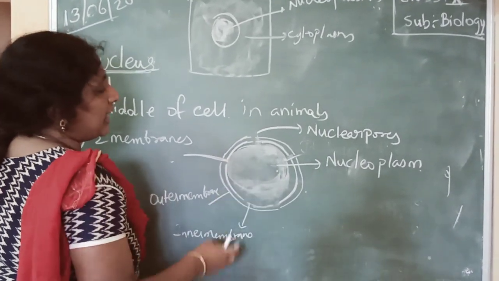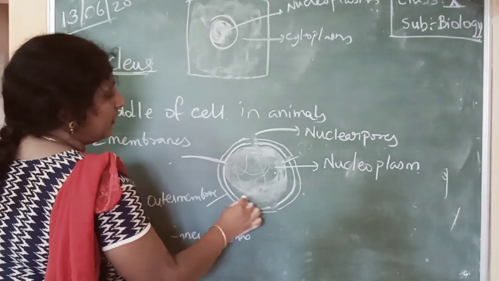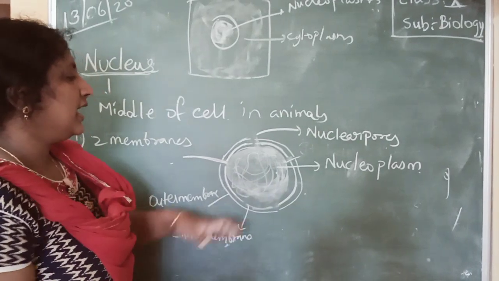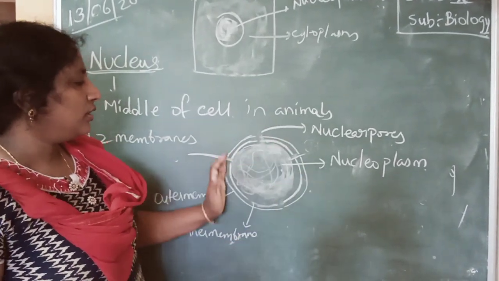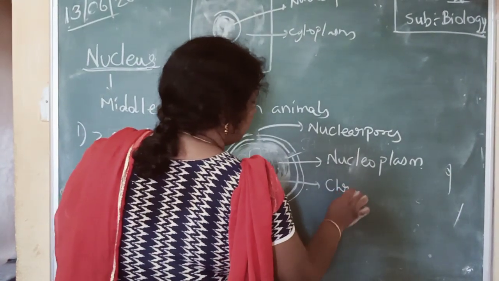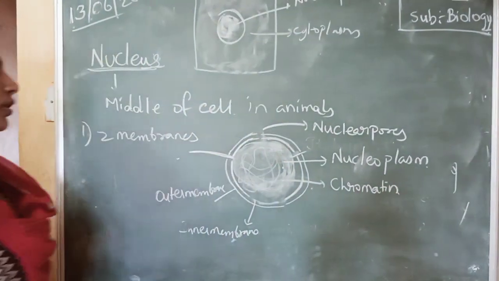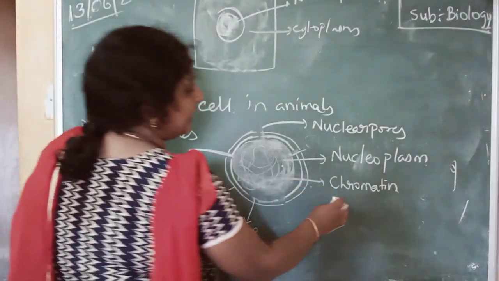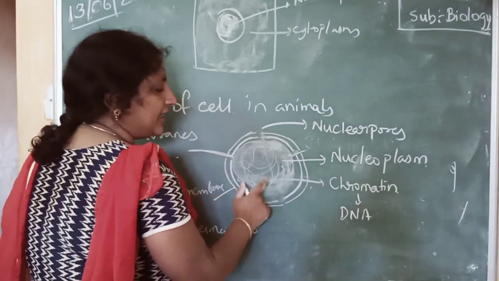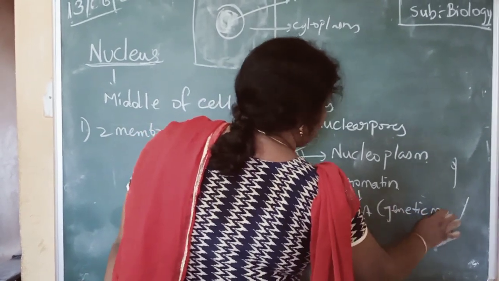In this nucleoplasm, a thread-like structure is present, covering the entire nucleus. This thread-like structure is nothing but chromatin. It is the genetic material, nothing but our DNA.